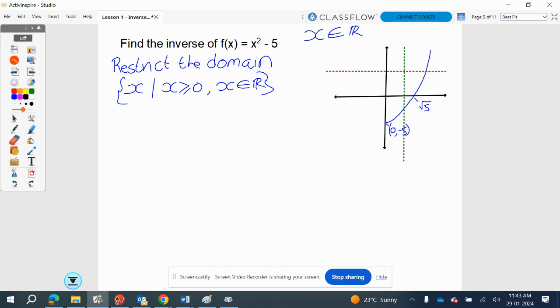So the original function passes the horizontal line test and it's invertible. Typical functions for this are rational functions.